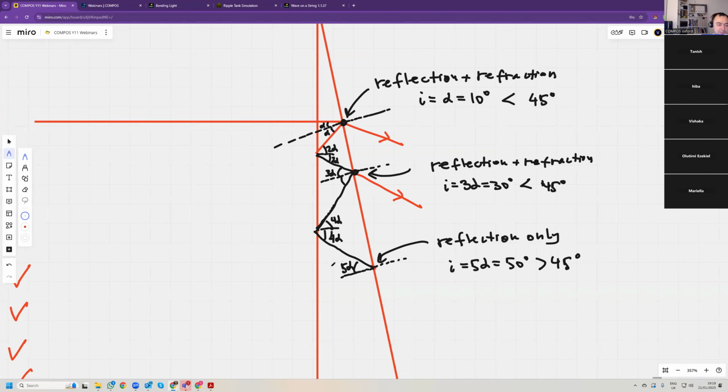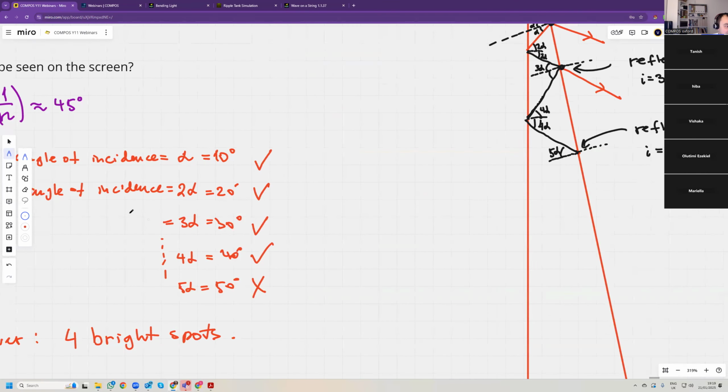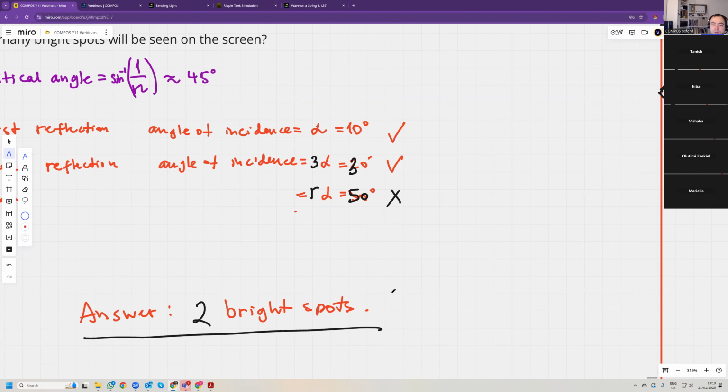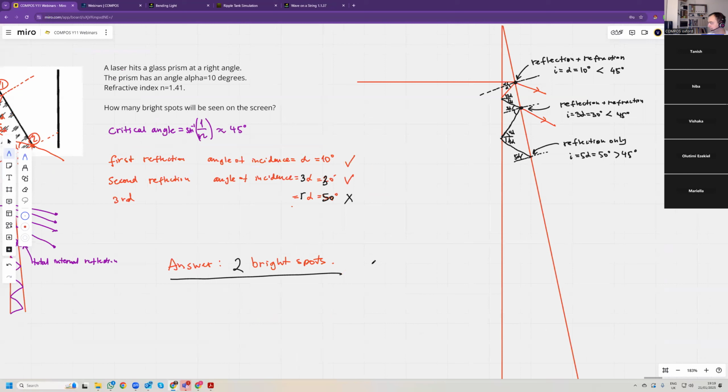Apologies for making a mess. Okay, so second reflection, angle of incidence 3 alpha. So here, 30 degrees. 5 alpha, which is 50 degrees. So 2 bright spots. Does that make sense? Do you think you understand this question?